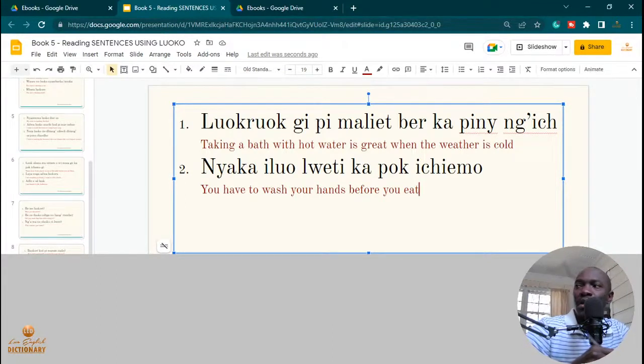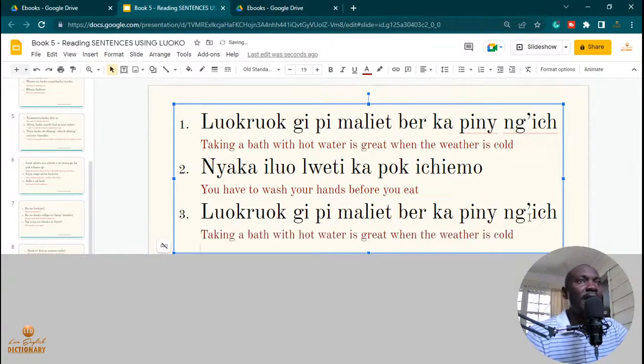Kapok and pok ichiemo. Before. So before you eat. Kapod ichiemo is while you are eating. Okay? If you write nyaka iluok lweti kapod ichiemo, then it means you must wash your hands while you're eating. But if you write nyaka iluok lweti kapok ichiemo, then you have to wash your hands before you eat. So pok ichiemo is before you do it. Pod ichiemo is while you do it. Okay?